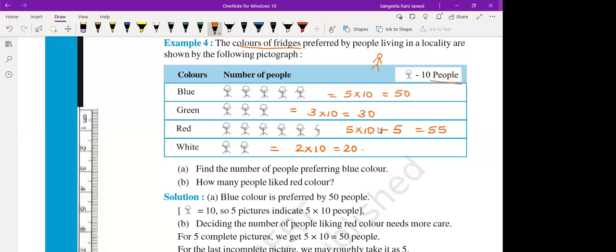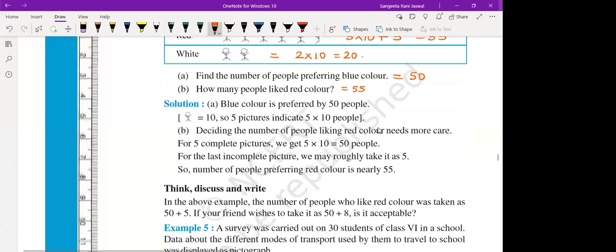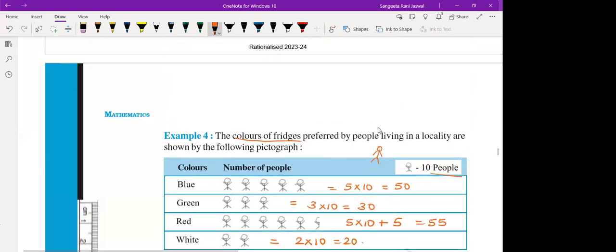Now see what question is asked here. Find the number of people preferring blue color. How many people prefer blue color? 50, ma'am. How many people like red color? Ma'am, 55. Okay, so you understood now, children? You all understood this? Yes, ma'am.